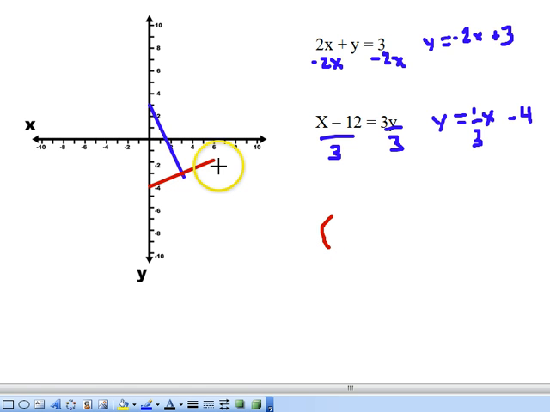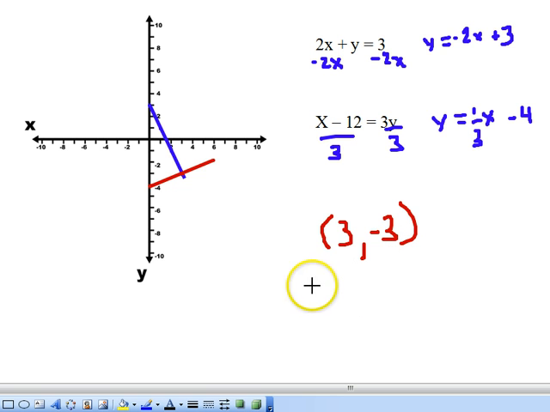Our solution for this, we look for the point where the two lines intersect. So after you graph the two equations, you look for the point where the two lines intersect. If they don't intersect, then there's no solution. If they do intersect, then you just write down the point at which they intersect, and that's the solution. So for this problem, the solution is 3, negative 3. And that's how you solve a system of equations by graphing.